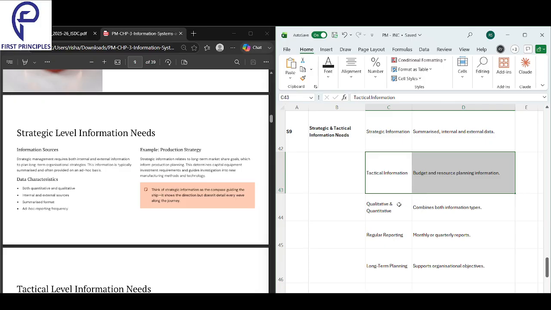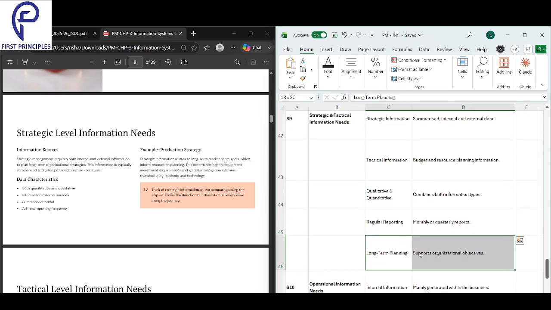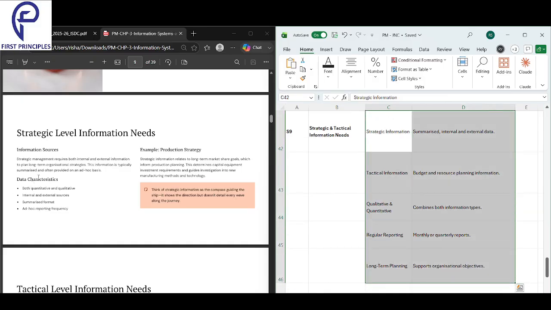Tactical information: these guys need budget and resource planning. Qualitative and quantitative, there are two types of data, and it combines both. Regular reporting, monthly, quarterly reports, long-term planning. It supports organizational objectives. So firstly, when we look into the sources, strategic needs summarized, internal and external information. That is about the strategic.